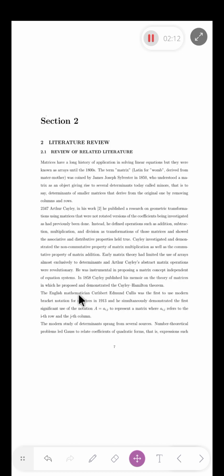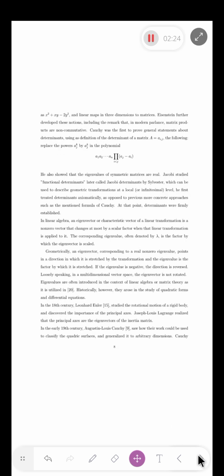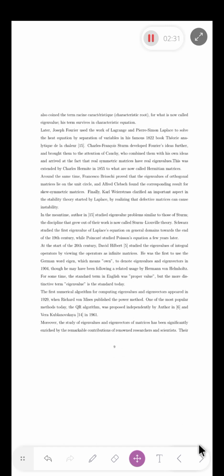And we also have a lot of scientists. We have Cuthbert Edmund Cullis, who I think was the first to use modern bracket notation for matrices in the year 1913. Leonard Euler is also there. So this literature review gives a very good insight into the researchers and scientists that worked on this same topic, and I think their work is well presented in the reference page.